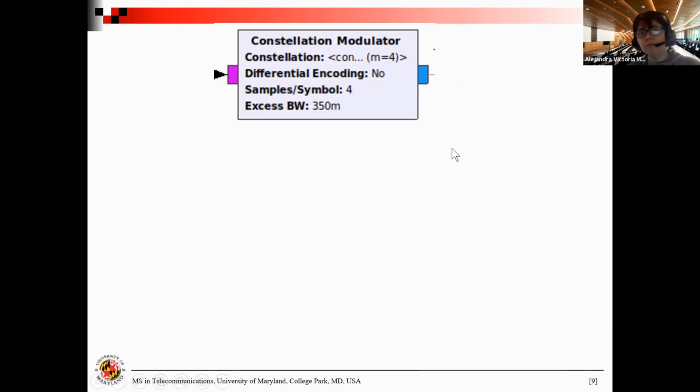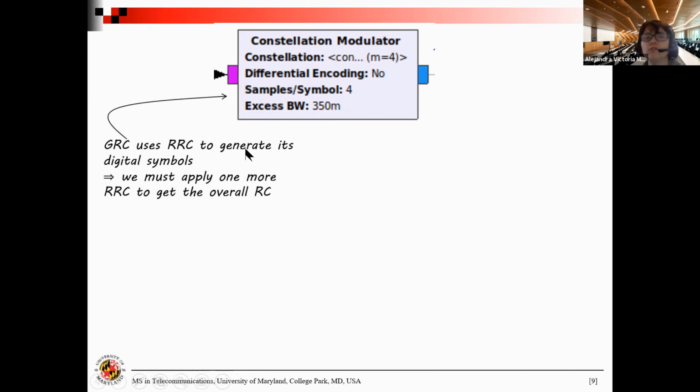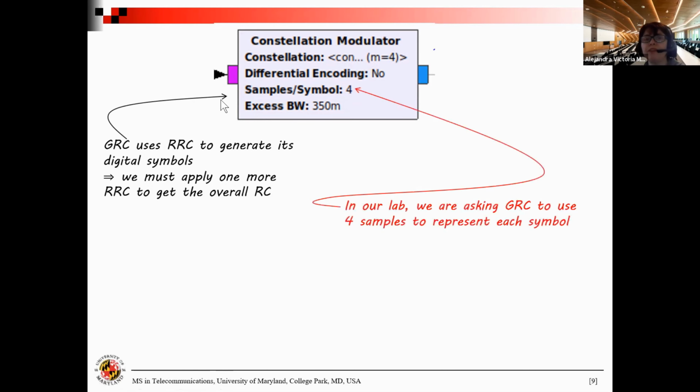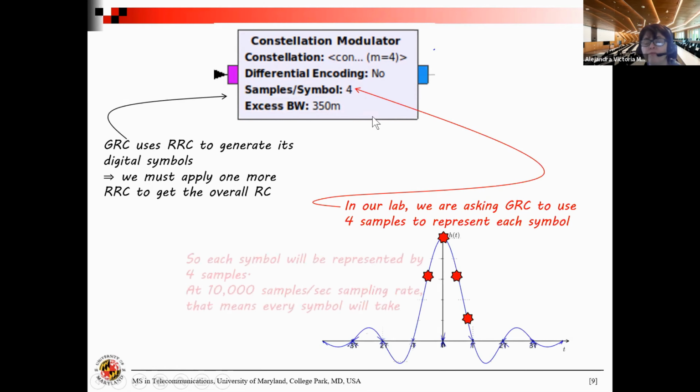Now, the GNU Radio Companion constellation modulator block actually uses a root raised cosine to generate its digital symbols. In our case, it's going to be a QPSK constellation. So the GRC uses root raised cosine to generate its digital symbols. And therefore, we're going to have to apply one more RRC. In our case, this is one of the parameters that you enter into the constellation modulator. In our lab, we're asking the GRC to use 4 samples to represent each symbol. In other words, as far as the GRC is concerned, each symbol is going to be represented by 4 samples.